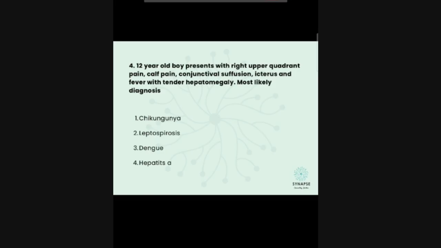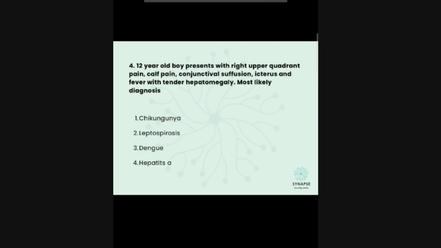But one thing here they have mentioned: calf pain, calf muscle tenderness. The most clinching clinical sign is when you squeeze the calf muscle, they'll just wince with pain, those who are suffering from leptospirosis. So normally this significant finding will be seen in leptospirosis. So the most likely diagnosis is leptospirosis.